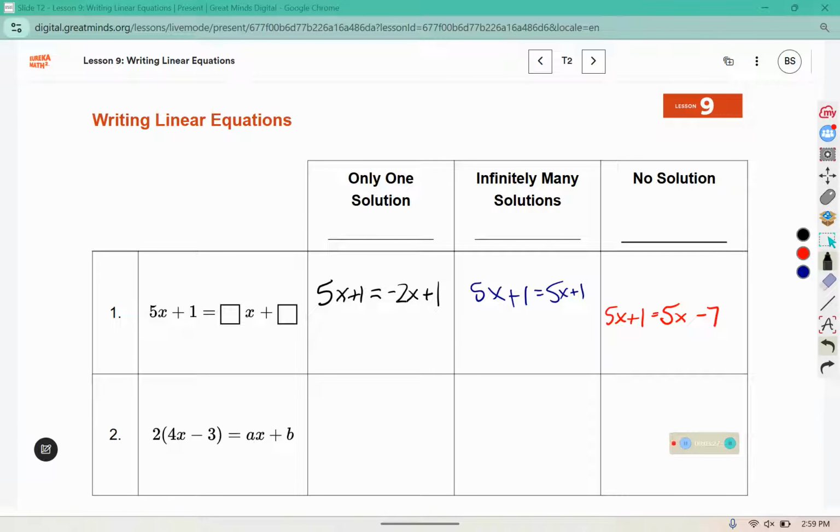For this one with the distributive property over here, 2 times 4x is 8x, and 2 times -3 is -6. So we want the variable terms to be different. So it'll say 2 times (4x minus 3) on the left, but the right-hand side needs to be a number that's not 8 in the a's position. So it could be 11x, and then b can be any number.